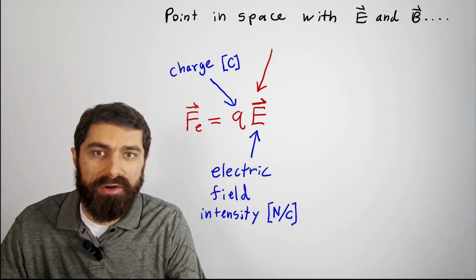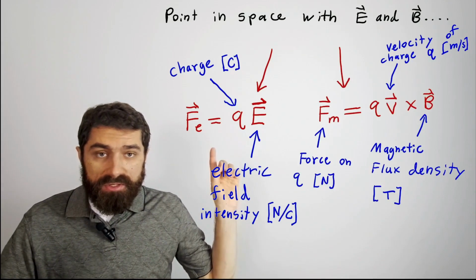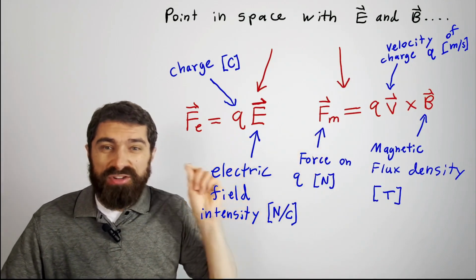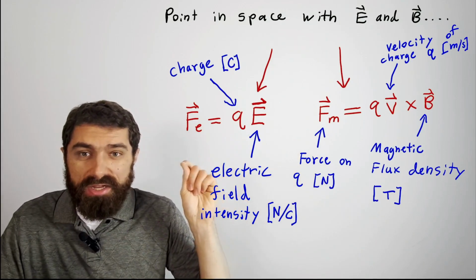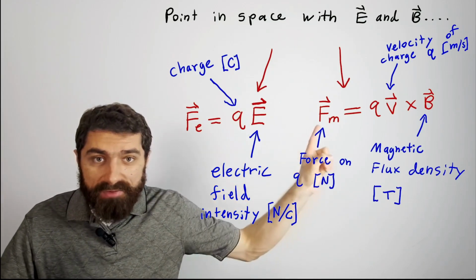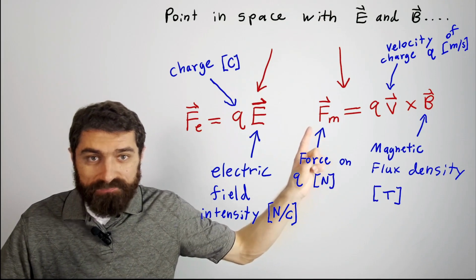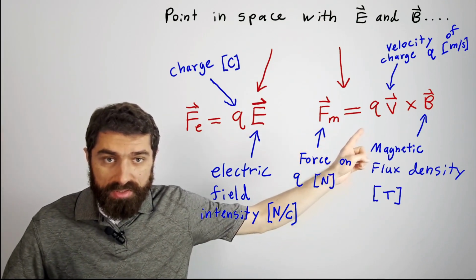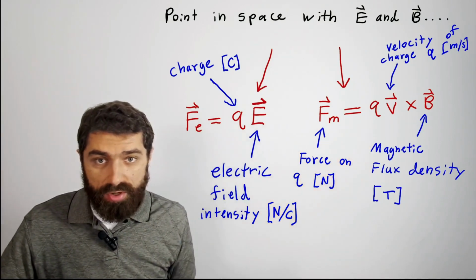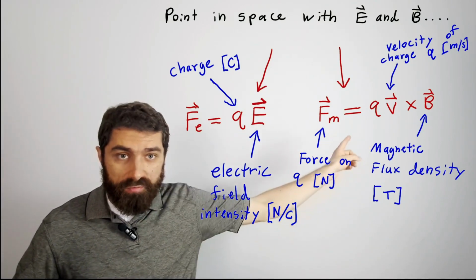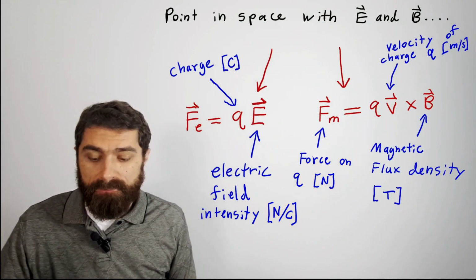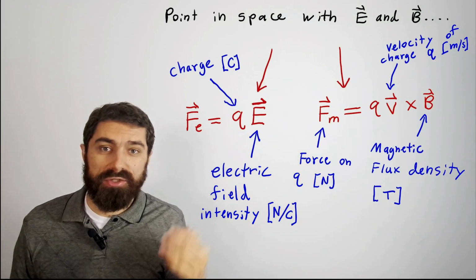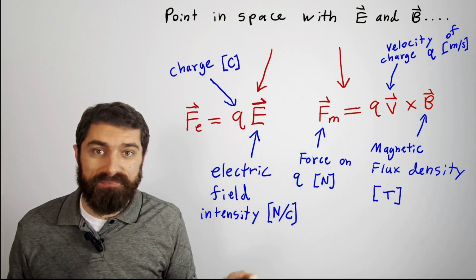In a similar manner, if you place that charge at that point there, and if the charge is moving, if it has a velocity, then it will have a magnetic component to the force, and its value will be equal to the magnitude of the charge Q times the velocity of the charge crossed with the B field vector. And so then if you were to add those two forces together, you would get the total electromagnetic force.